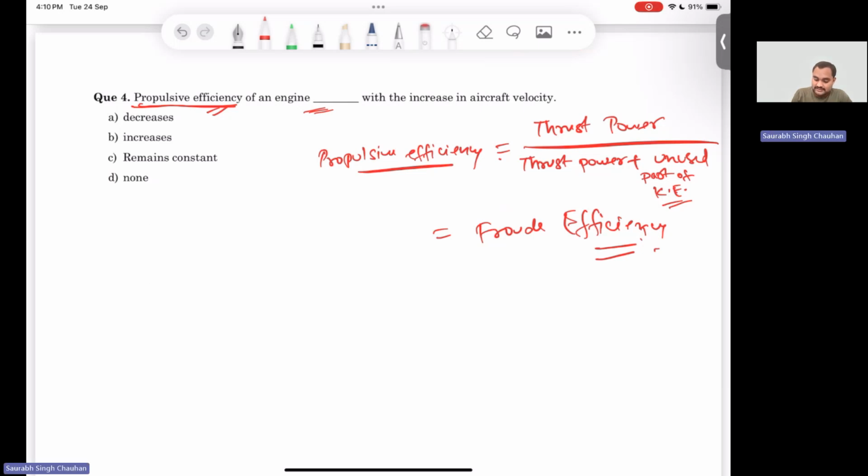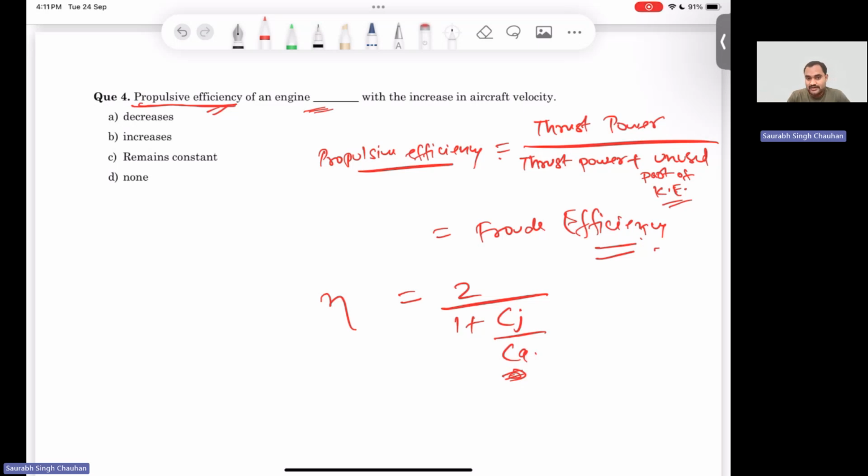So I have to tell whether this thing increases or decreases when the aircraft velocity is increased. Okay, so I can write the expression. It is 2 divided by 1 plus Cj by Ca. So Ca is the velocity of aircraft, and Cj you can say is the velocity at outlet, or the jet velocity.